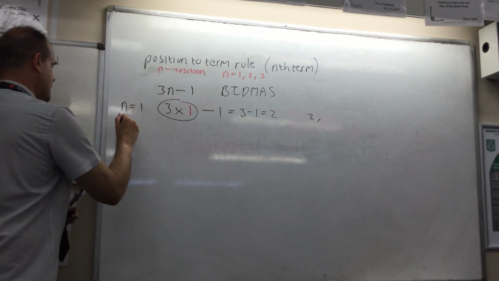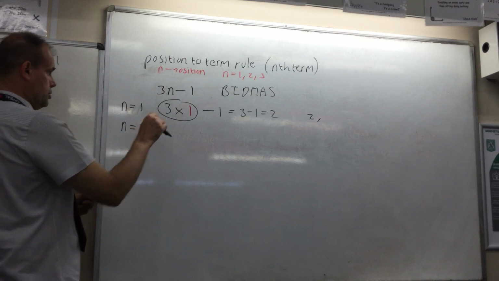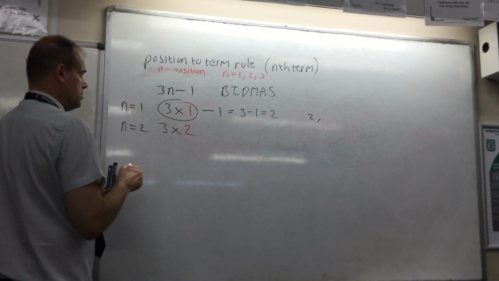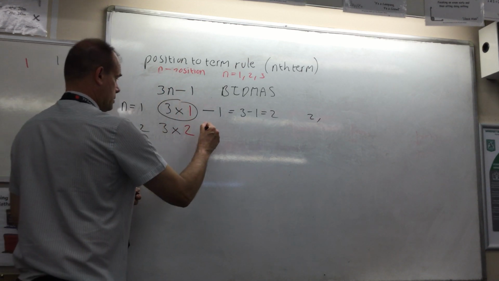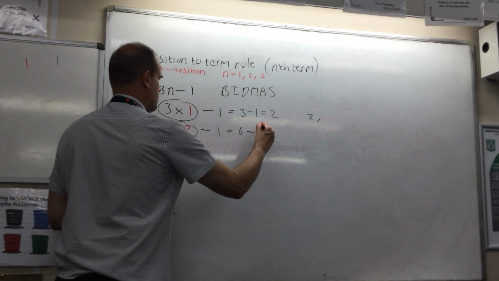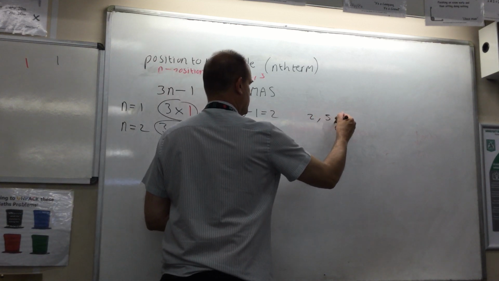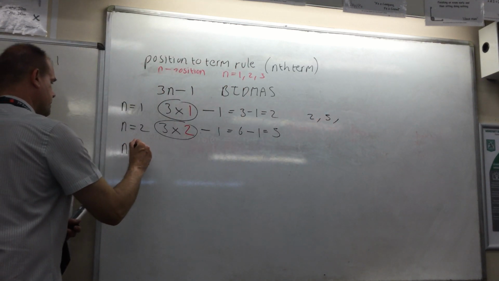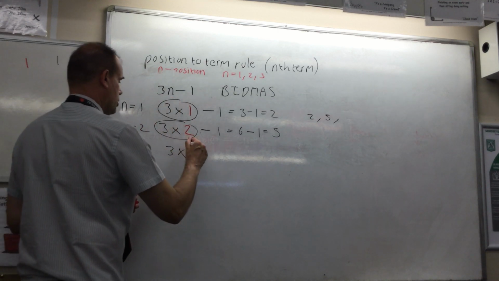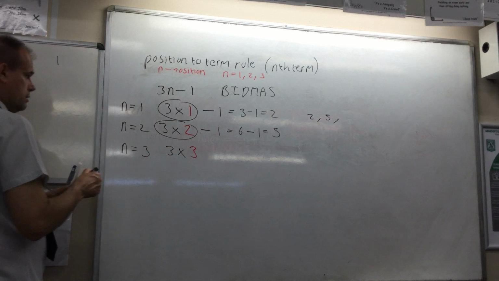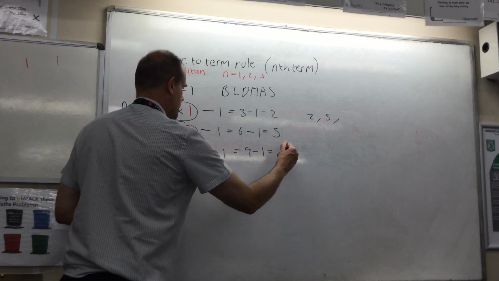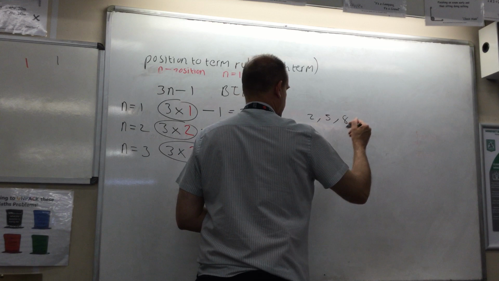So here we go. We then put n equals 2 in. Now put 2 into the formula, so it goes 3 times, replace the n by 2, and don't forget to take away 1, because that's what the rule says. BIDMAS, do the times before the subtract. 3 times 2 is 6, take away 1, leaves you 5. So the second term of that sequence is 5. Okay? Put n equals 3 in. You do 3 times 3, because you want the term at position 3. Don't forget to take away 1. 3 3s are 9, take away 1 leaves you 8. And you keep doing that and so on.